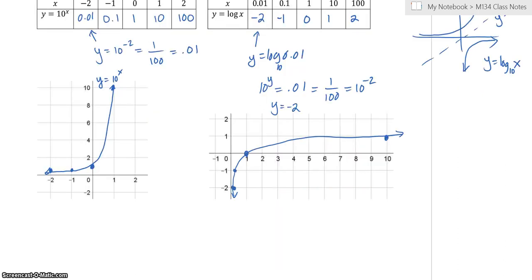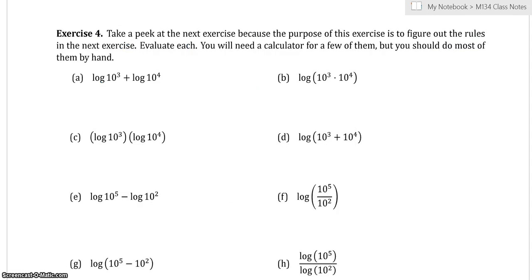So let's go ahead and do the exercise on the next page. Exercise 4. It says, take a peek at the next exercise because the purpose of this exercise is to figure out the rules in the next exercise. Evaluate each. You might need a calculator for a few of them. Actually, all of them can be done by hand, I think. But you should do most of them by hand. Try them by hand first. If you cannot, then you can go ahead and use a calculator, only if you need to.